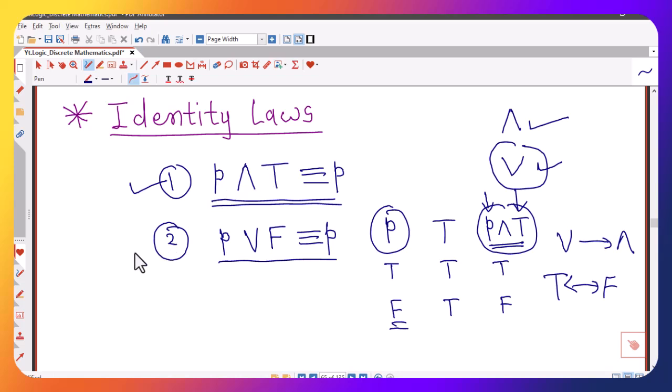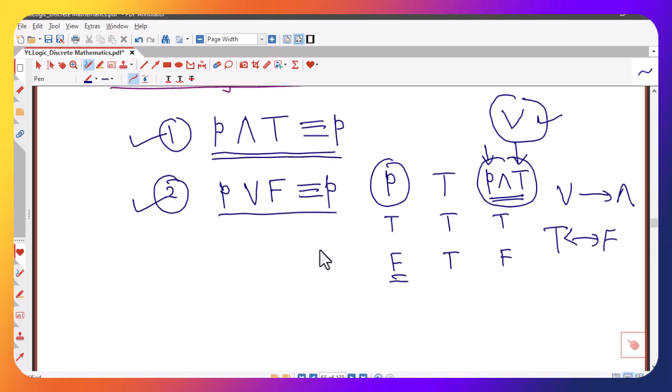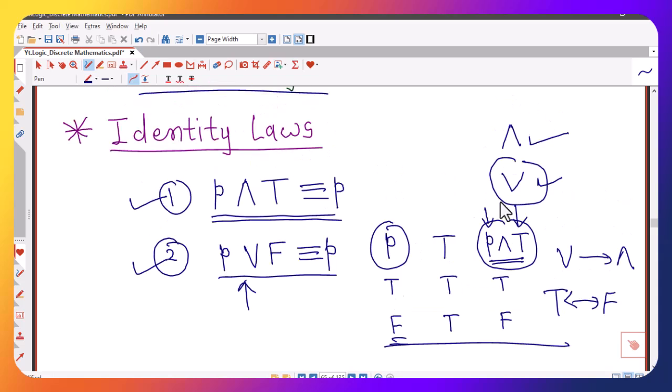So these are the identity laws which say that P and true proposition is equivalent to P, and P or false proposition is also equivalent to P. This also we can understand or we can prove using truth table, which we did for this one.